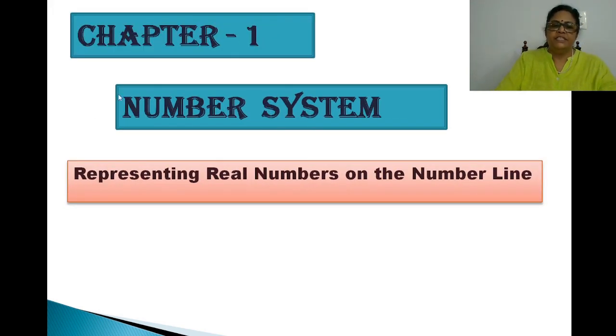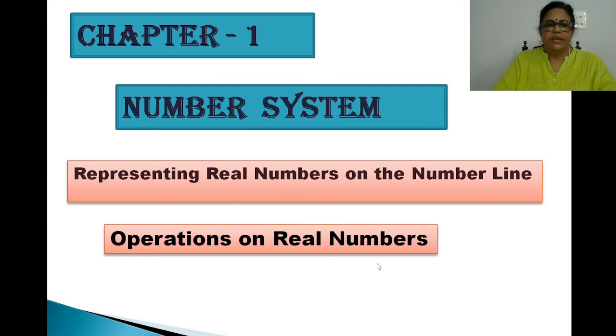Now, the next lesson will be representing real numbers on the number line and operations on real numbers. These two I will teach in the next class.